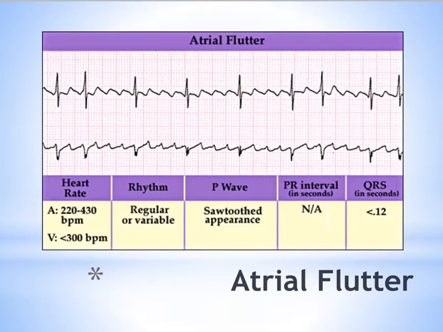So the first one I want to talk about is atrial flutter. It is regularly irregular, which means there's usually a pattern, and we have that sawtooth appearance of the P wave. The atrial rate is usually much faster than the ventricular rate. We can't do a PRI measurement. There are no true P waves. So this picture is an example of atrial flutter.